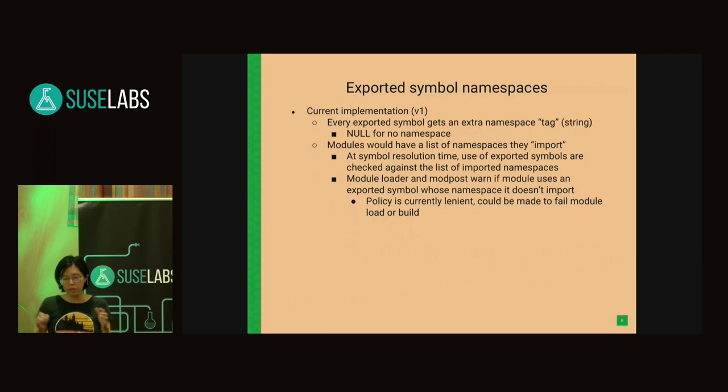And the module loader and modpost, currently in this version, just warn if a module uses an exported symbol that belongs to a namespace that it doesn't import. So this is a pretty lenient policy right now, but it could be trivially made to fail the module load or fail the module build if the module doesn't import the namespace it's using symbols from.